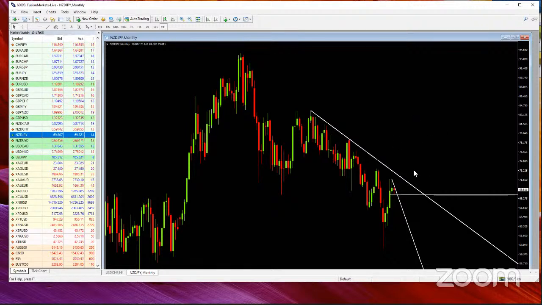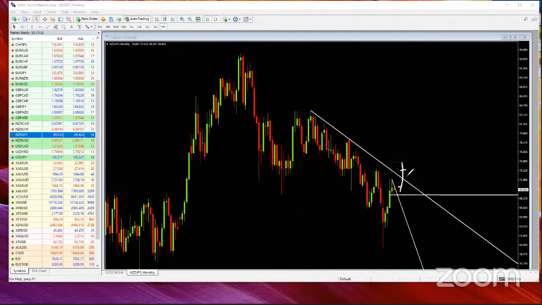So that's my opinion on the Kiwi yen. And really, if it breaks above, then you've got the opportunity to go long. But that's a long way off by the looks of this. So Kiwi yen for me is still in short territory.